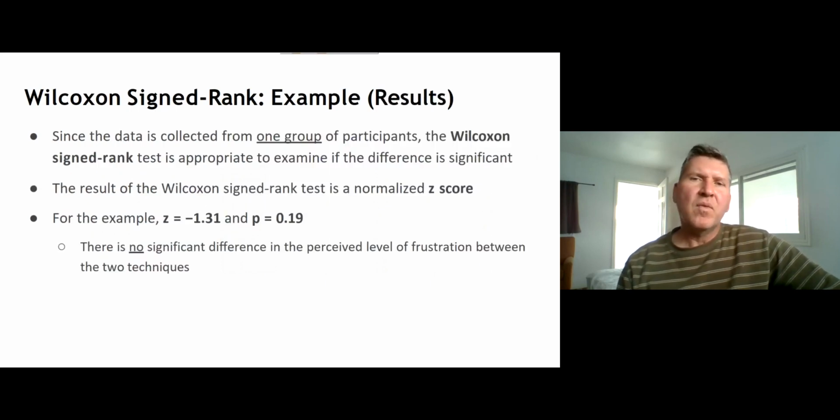Since we collected it from one group of participants, we would use that Wilcoxon signed rank test, and the result of the test is a normalized z-score. So the z value we would get is minus 1.31, and our p-value would be 0.19. So it's greater than the 0.05 that we normally would assign as our alpha. And because of this, we cannot reject the null hypothesis. And we say there's no significant difference in the perceived level of frustration between the two techniques with this group.